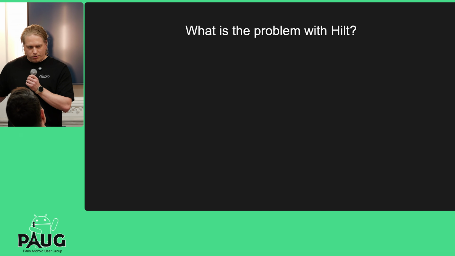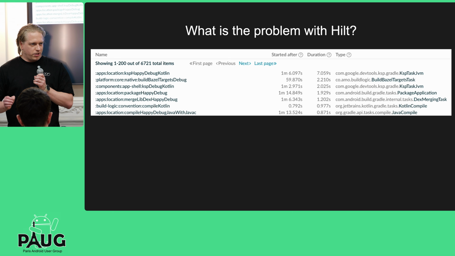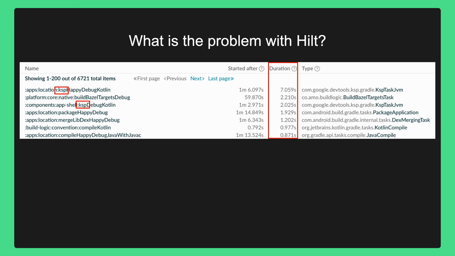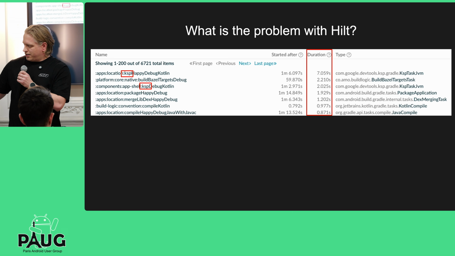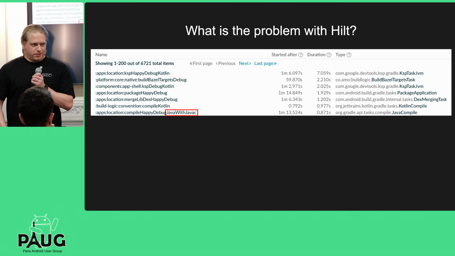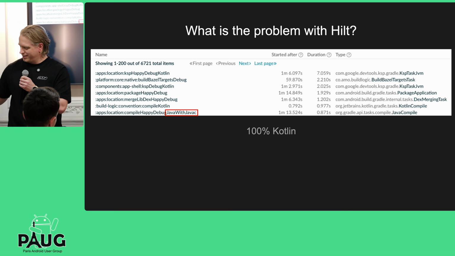So why would you even want to switch? What is the problem? This is a screenshot I took of our build scan many months ago. I have sorted these tasks by their duration: how long did they take to execute? And you'll notice that near the top, we have a few tasks whose names start with KSP. On top of that, we have a task which is a bit suspicious called compile Java with JVC. The reason it's suspicious is that our app is 100% Kotlin, so why are we invoking the Java compiler?